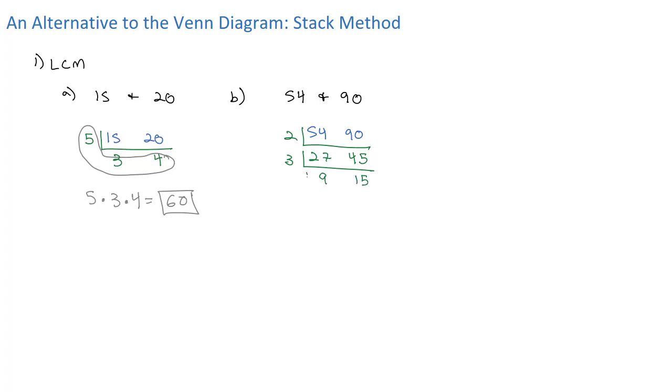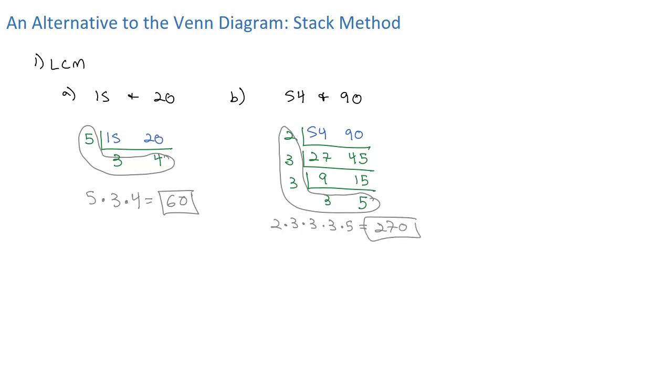Both of those numbers are divisible by 3. When I do, I get 3 and 5. And there's nothing else that I can divide both of those numbers by. The least common multiple, then, is the product of all the numbers on the outside. 2 times 3 times 3 times 3 times 5, which when multiplied together gives me 270.